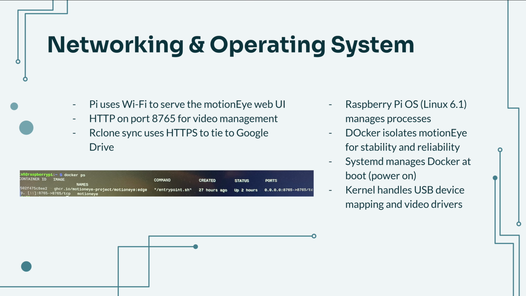Networking popped up in a few places. First, MotionEye runs a web server on port 8765, so I can view the live stream anywhere on my local network. The Pi also has to upload files through HTTPS to a Google Drive using Rclone. That means it consistently talks to both the local network and the internet.